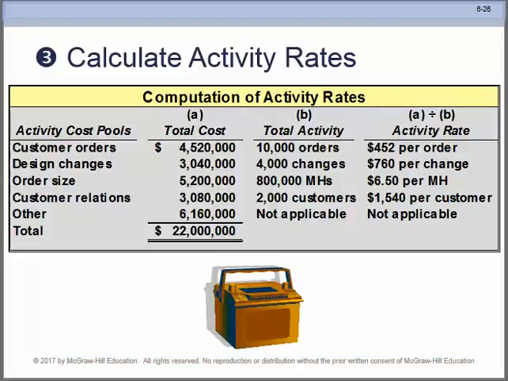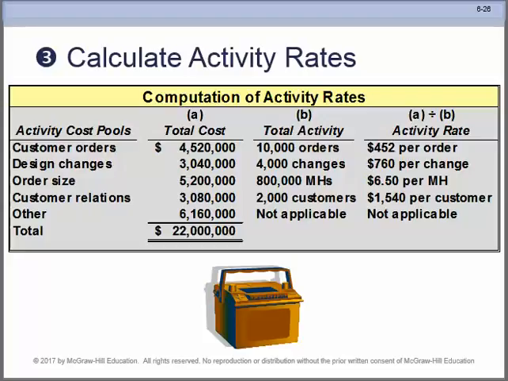So we figured out that we have $4,520,000 in customer orders, and that's the total cost for customer orders. The activity associated with that is the number of orders. So we divide the total cost by the activity. We get $452 per order on average. That doesn't mean that every single order is going to cost that much.